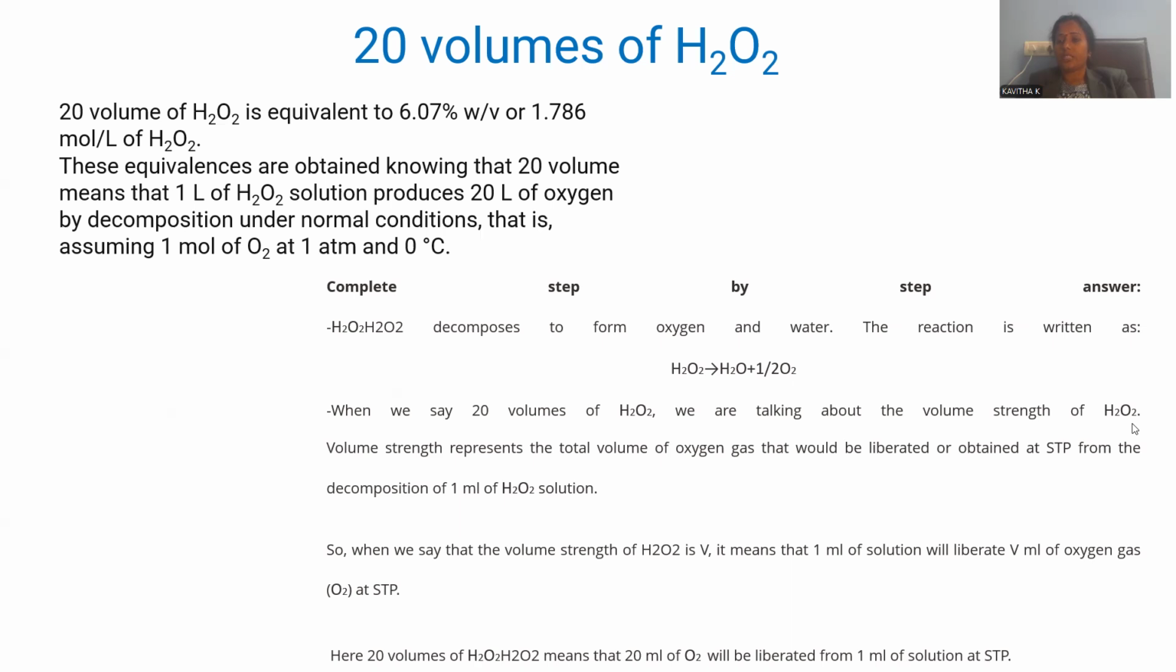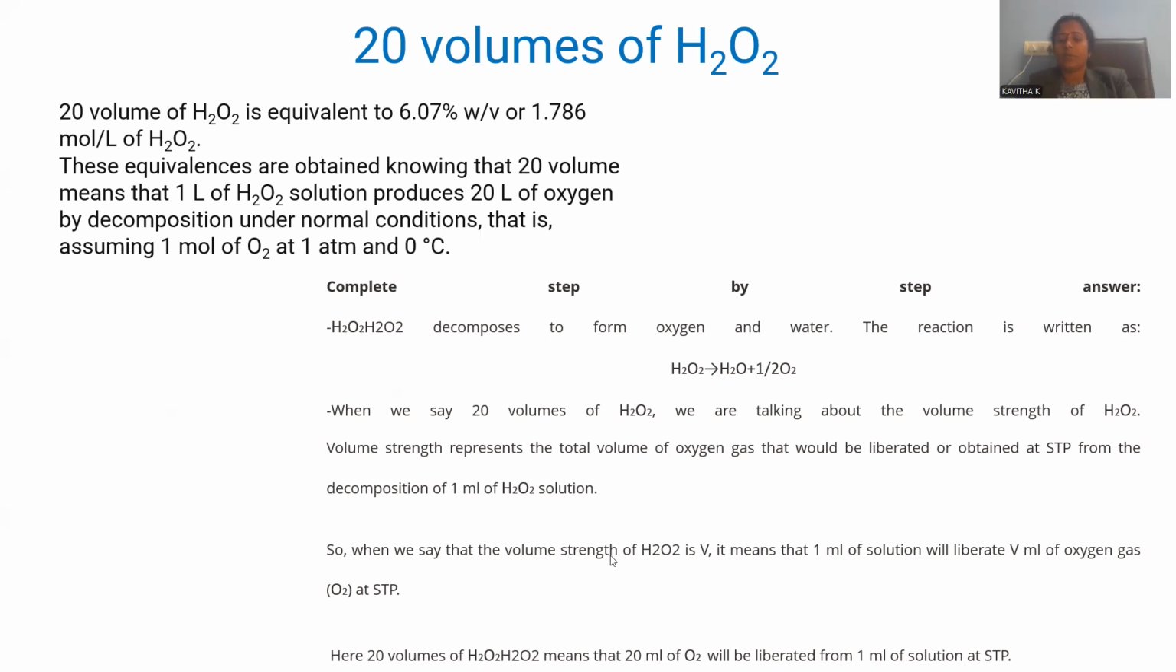Volume strength is stressed here. Volume strength represents the total volume of oxygen that would be liberated at STP from the decomposition of 1 ml of H2O2 solution. So volume strength is nothing but the volume of oxygen liberated by 1 ml of hydrogen peroxide solution that is decomposed, giving oxygen as the product. That is said to be volume strength.